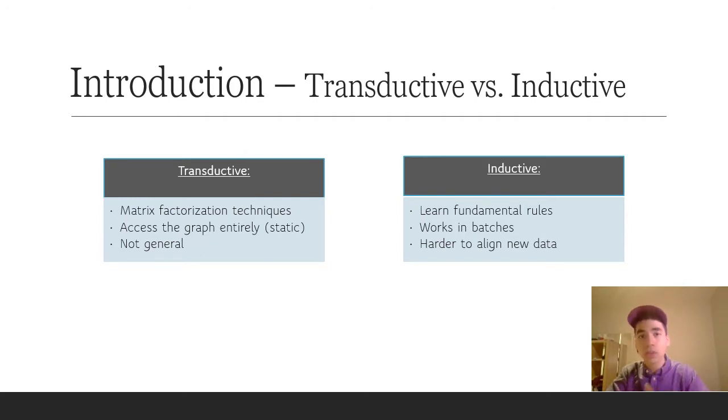In simpler terms, if there is a change in the graph, a transductive model will need to relearn its embedding from scratch. Induction, on the other hand, tries to learn general rules that can be applied to unseen cases. But applying an inductive approach on a graph is tricky because generalizing to unseen nodes requires aligning newly observed data in the graph. This is hard because the model must learn to recognize structural properties in order to infer not only the role of the node locally, but also globally.